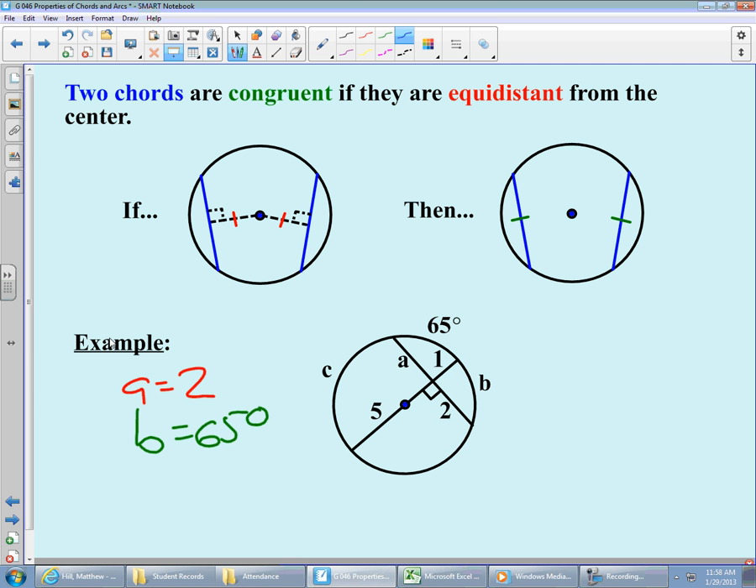Okay, yeah, 65 two times, and then subtract it from 180, and then divide it by 2. There's only one little thing that Daniel missed there. Can anybody help him out?